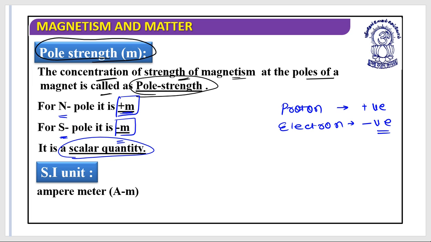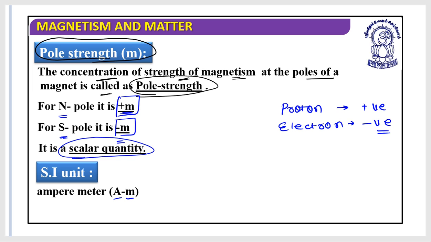And this pole strength is a scalar quantity. SI unit, ampere into meter. How we can derive it, we will see later on, but at this point just remember that the SI unit of pole strength is ampere meter. Is it clear? Yes. I know these are all theoretical things. This unit contains many theoretical aspects, and so many theories.